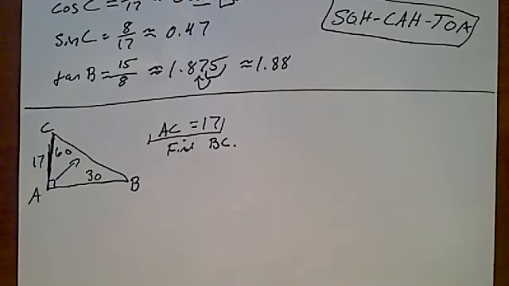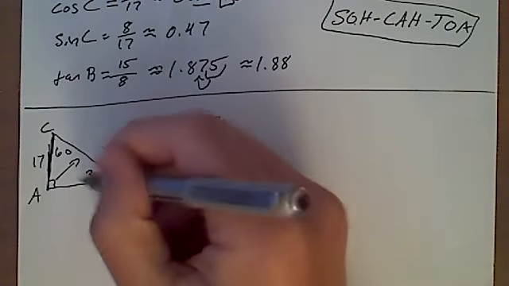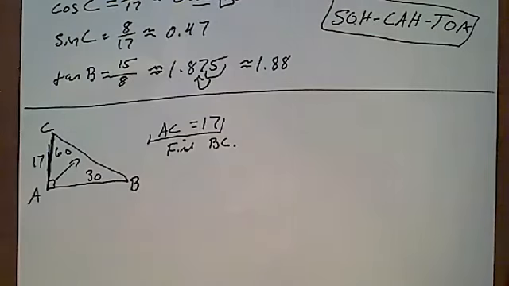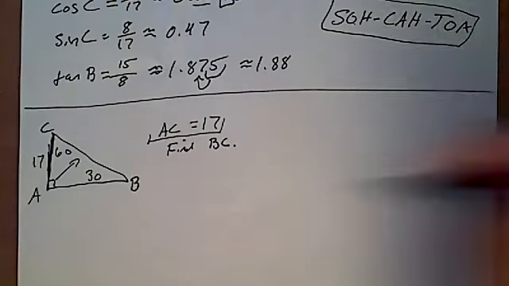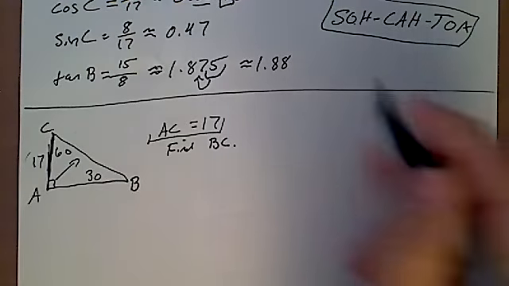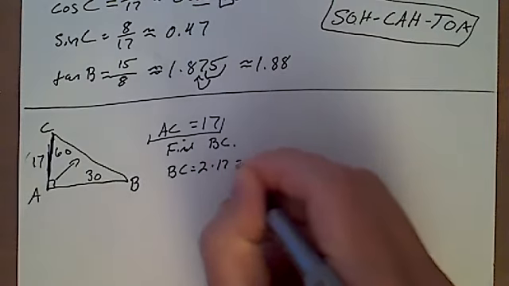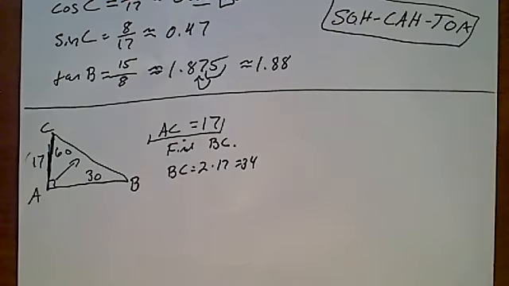We're looking for BC, which is the hypotenuse, right? So we're going from the 17, which is the short side because it's across from the 30-degree angle. So to go from the short side to the hypotenuse, we multiply by 2. And we get 34. Right.